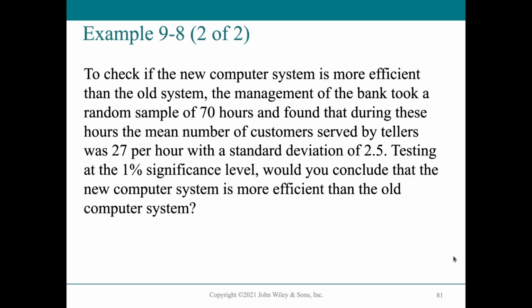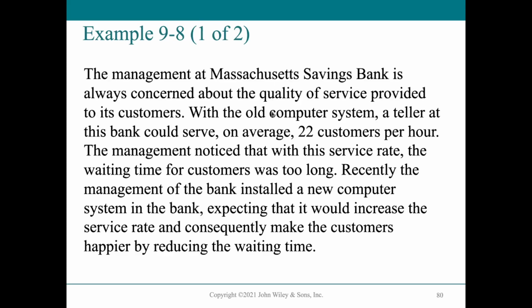To check if the new computer system is more efficient than the old system, the management of the bank took a random sample of 70 hours. So we have n equal to 70, and found that during these hours, the mean number of customers served by tellers was 27 per hour with a standard deviation of 2.5. At 1% significance level, would you conclude that the new computer system is more efficient than the old computer system?